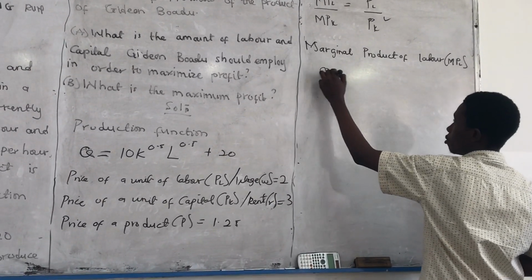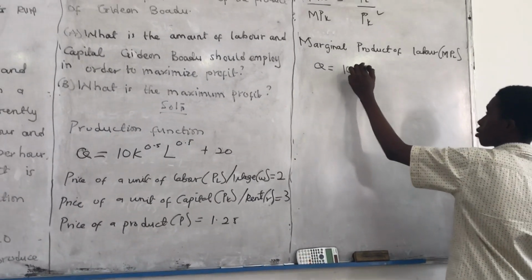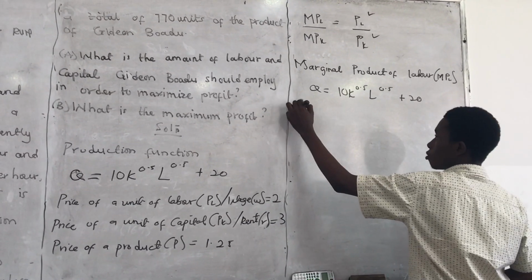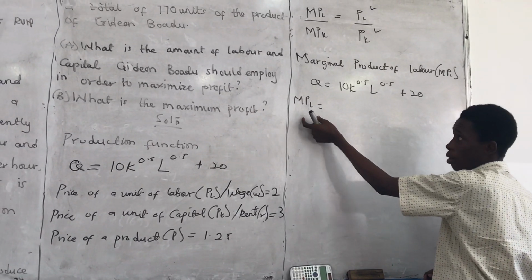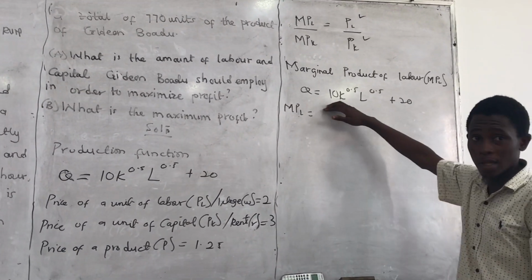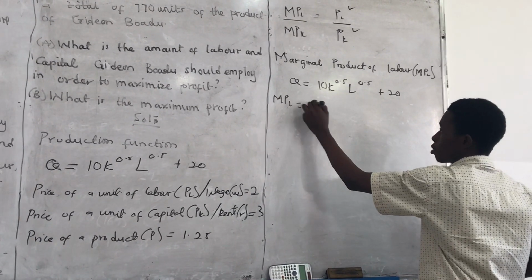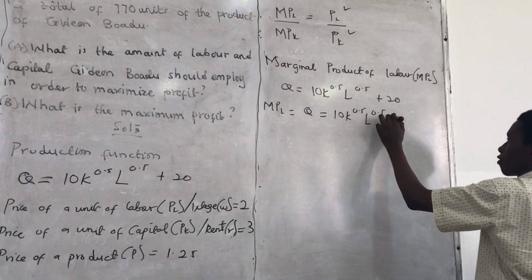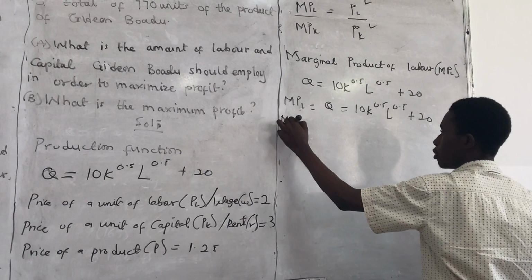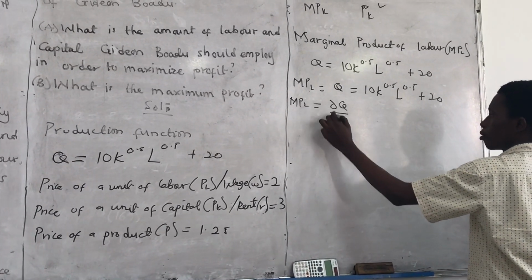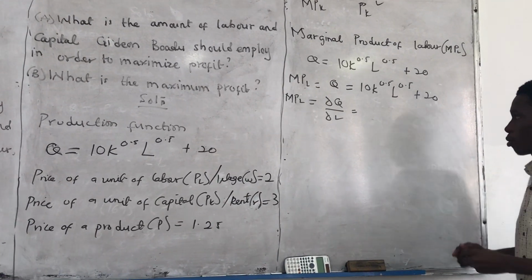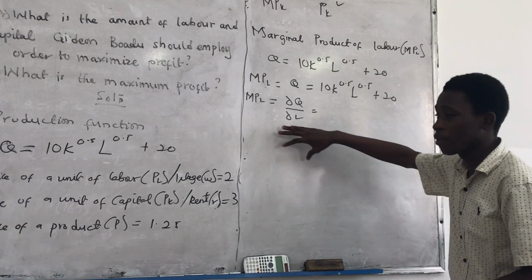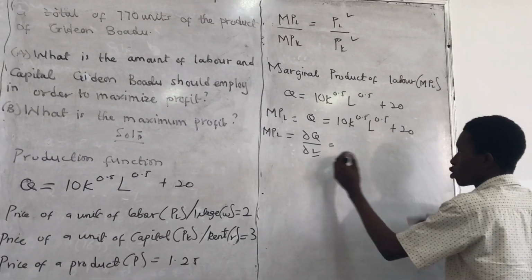So we have the function Q = 10K^0.5 L^0.5 plus 20. To get the marginal product of labor, we are going to differentiate this output function with respect to labor. We put the variable we are differentiating, labor, in brackets.